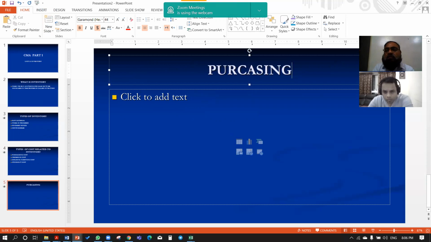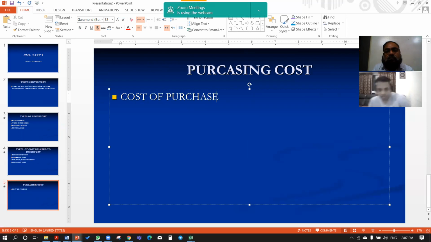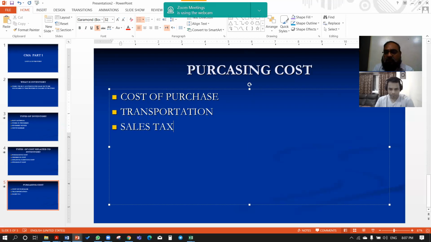What does purchasing cost include? The cost of goods, cost of purchase, transportation, sales tax, and discounts. Discounts you also have to deduct. This will be included in purchasing cost.